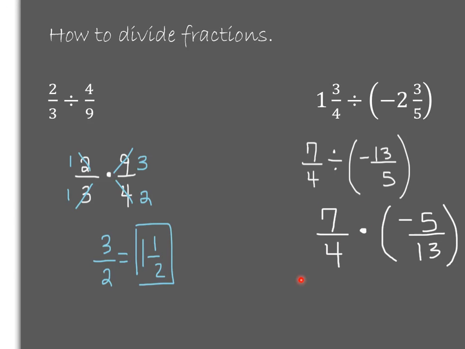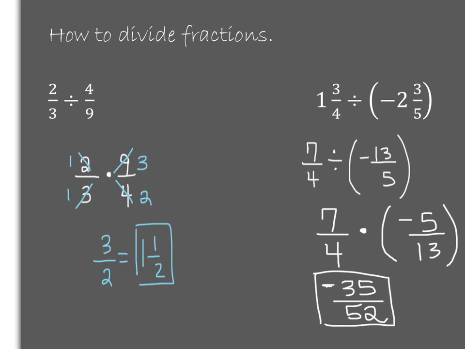Nothing divides 7 and 13. Nothing divides 4 and 5 evenly. So I'm going to multiply across, and I'm going to get negative 35, negative because I have a positive 7 times a negative 5, positive, negative, which makes a negative, and 4 times 13, which is 52. And that's going to be my final answer.